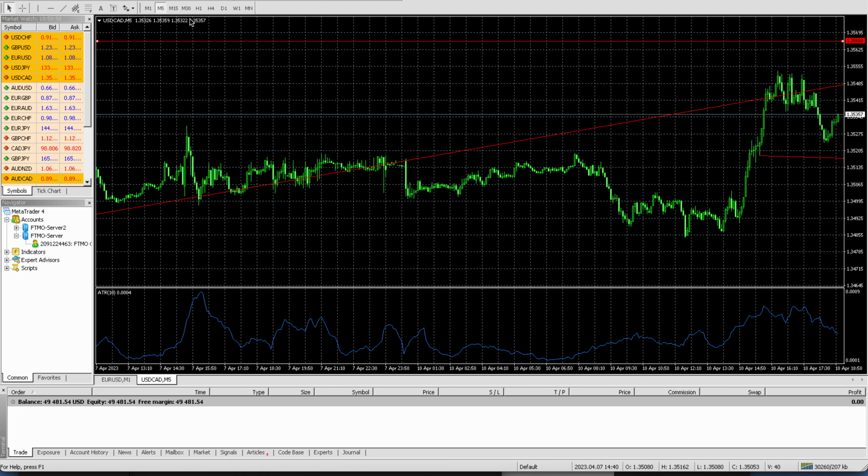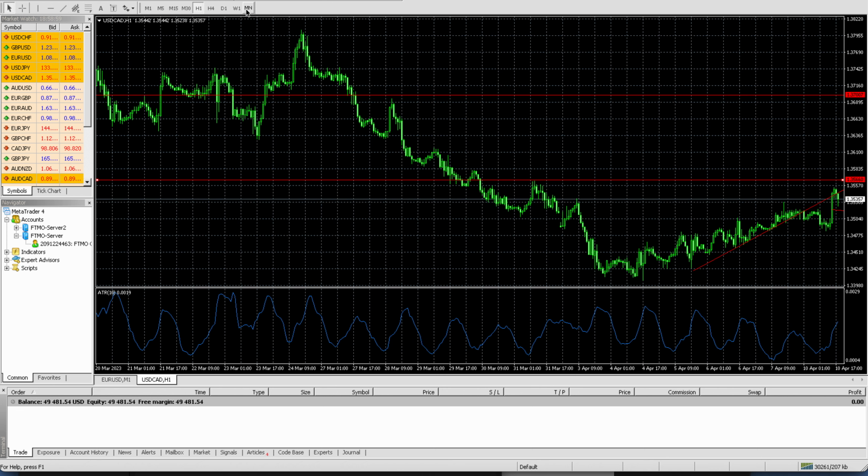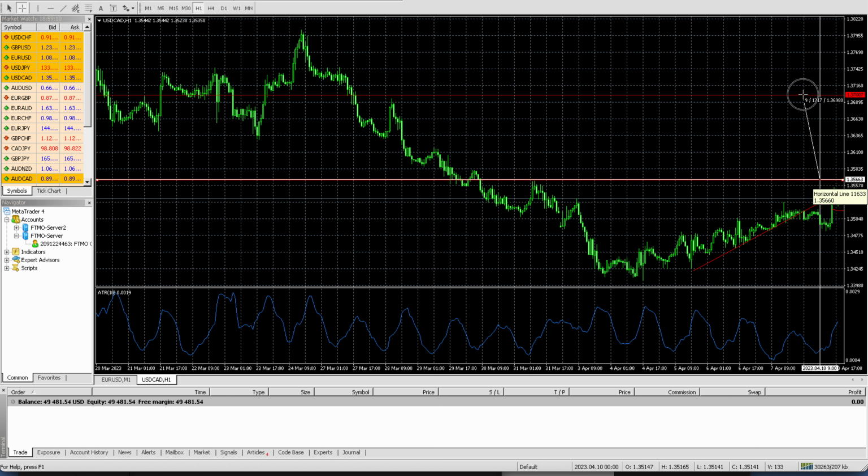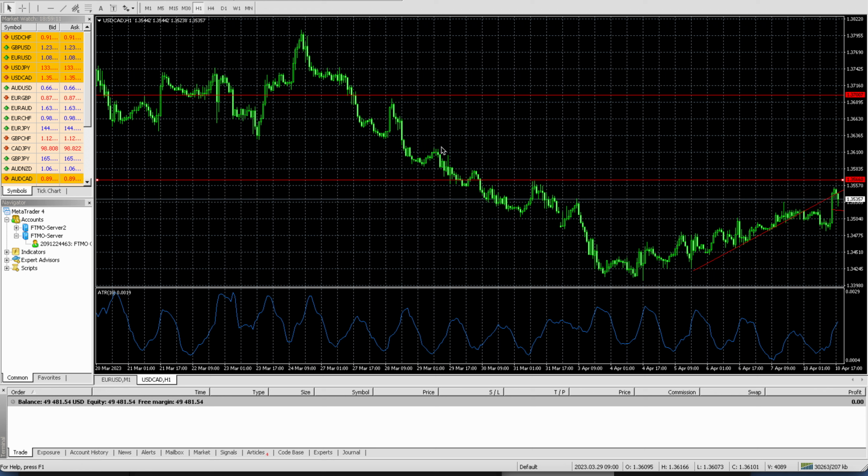I'm going for, let's go back out to the hourly, 140 pips. So I'll be risking 40 pips to get 140 pips. That's about a 4-to-1 reward to risk ratio for those of you that are watching. And like I said, I'm willing to scale into more trades as the week goes on, but that's USDCAD.